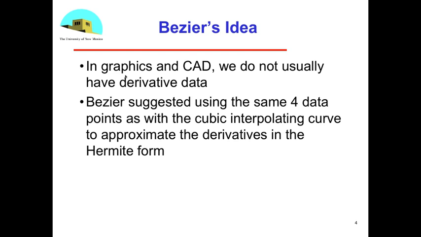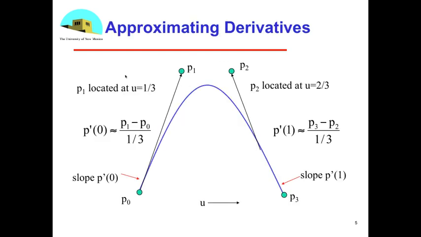This was in the 1950s, so it was much later than when Hermite did his work for the curves, but as we got into the 50s and started having computers available, then people were much more interested in CAD and using computational methods. So what he suggested was the following.